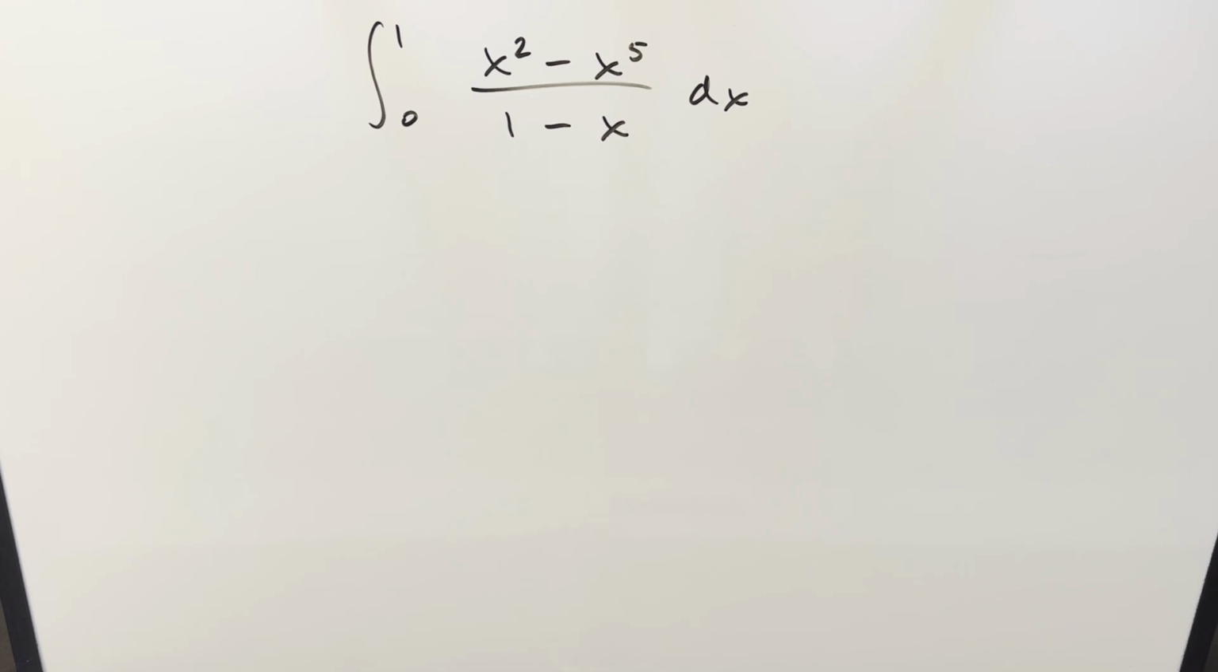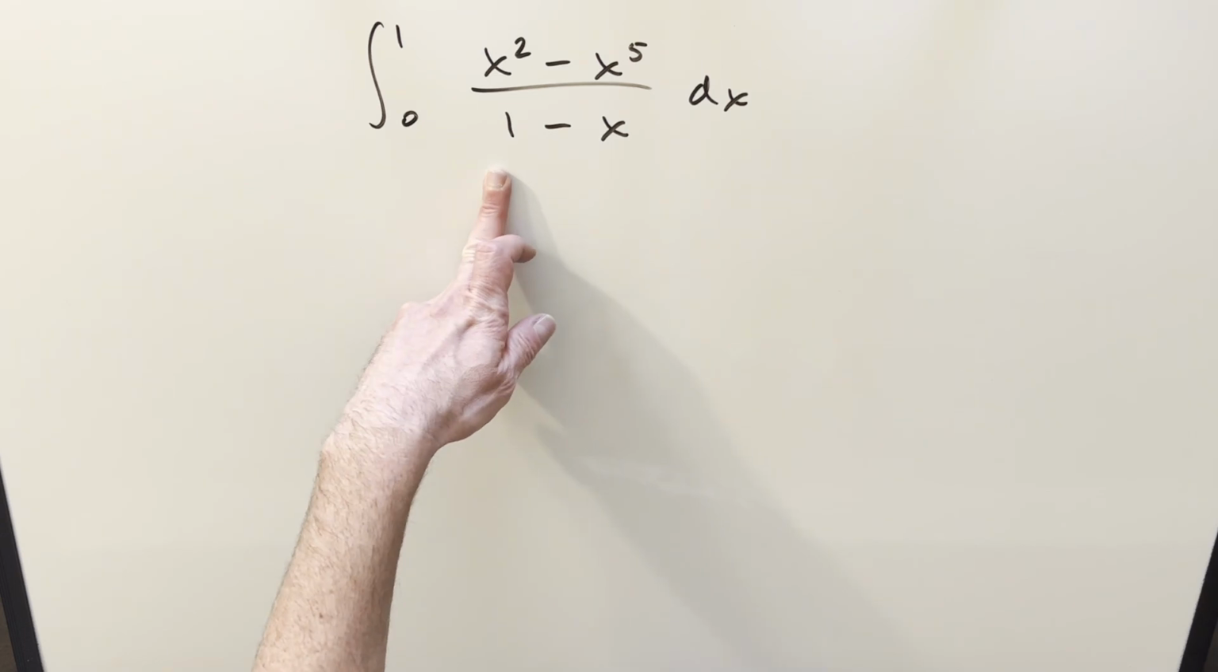Okay, we have here another integral today. We've got the integral from 0 to 1, x squared minus x to the 5th over 1 minus x dx. And of course we could do straightforward methods on it. If you factor, you can get this where you can do power rule on it. I just want to do it a different way.